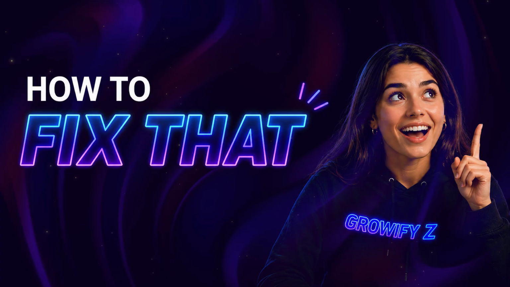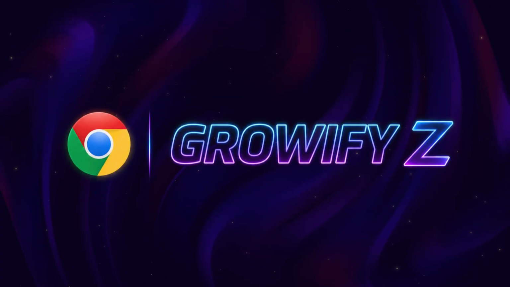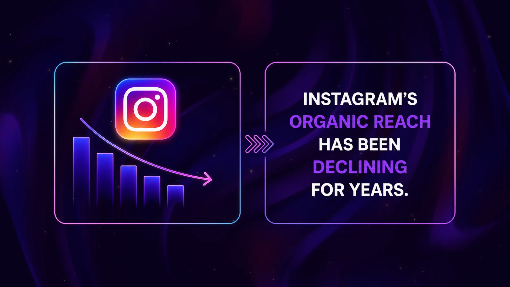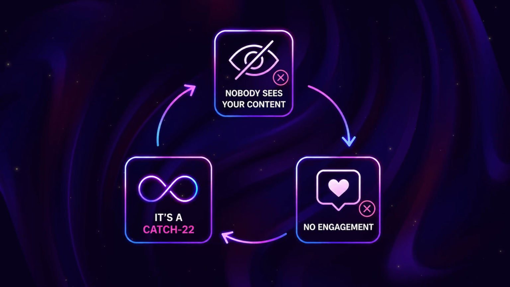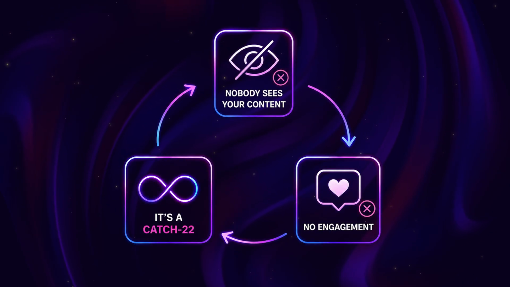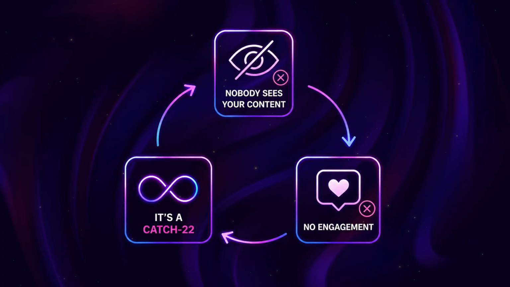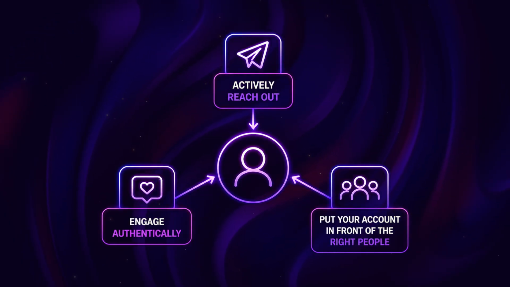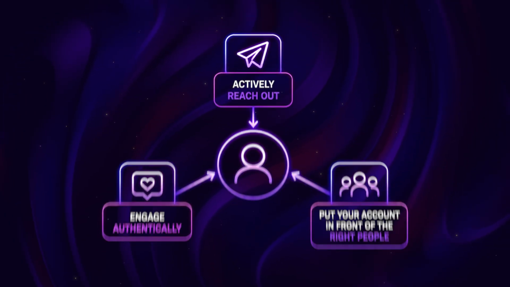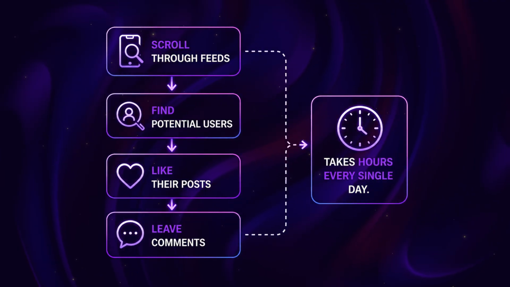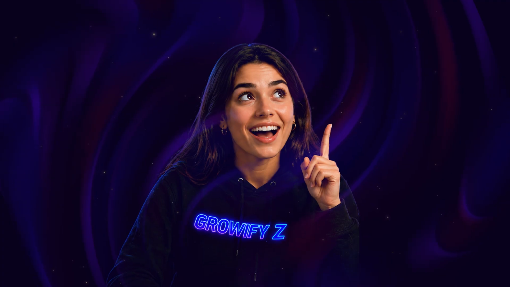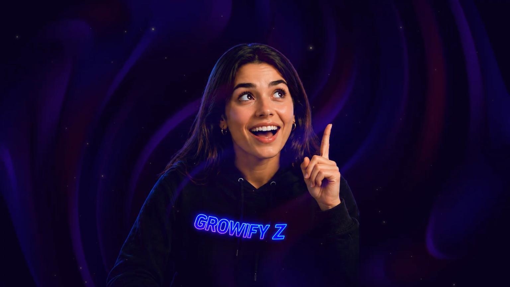But today, I'm going to show you exactly how to fix that using a Chrome extension called Growify Z. Instagram's organic reach has been declining for years. It's harder than ever to grow without engagement, but you can't get engagement if nobody sees your content. It's a catch-22. So what's the way out? You have to take action first. You need to actively reach out, engage, and put your account in front of the right people. But doing that manually, scrolling, finding users, liking posts, takes hours every single day. That's exactly the problem Growify Z solves.